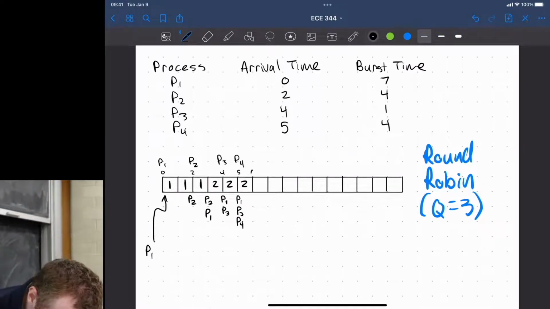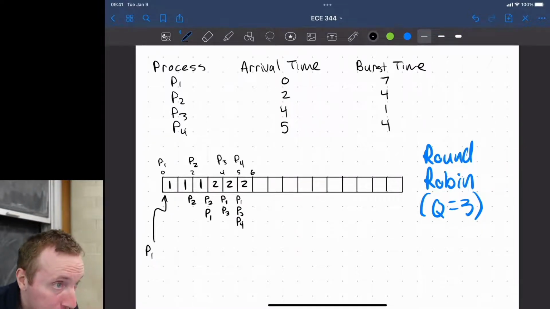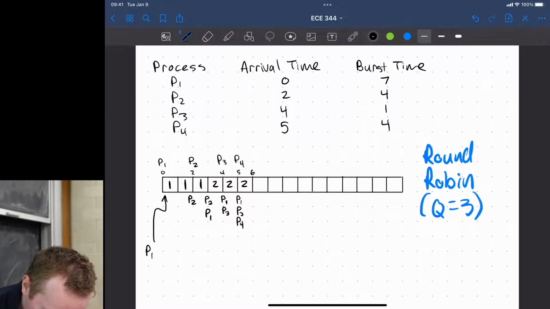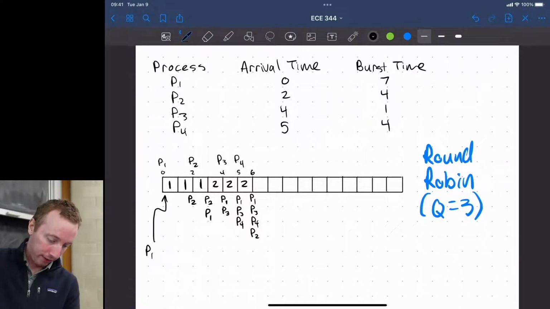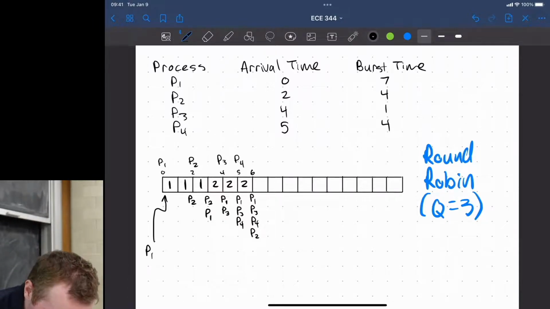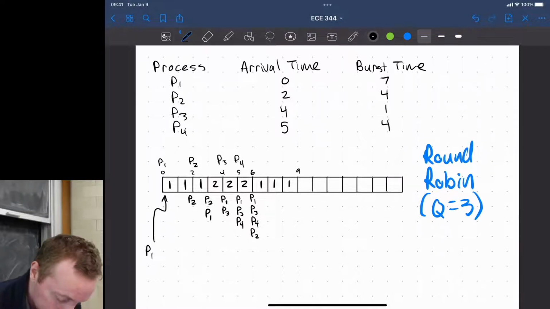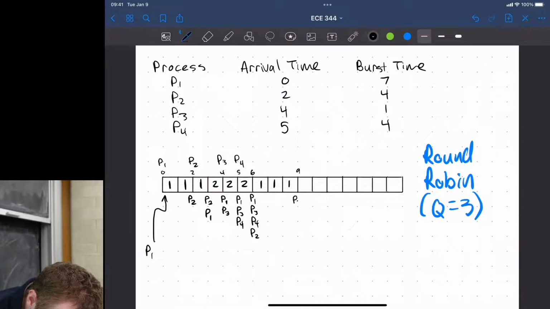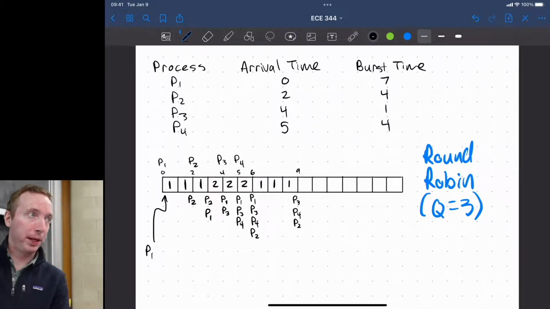And then at t equals 6, whenever process 2 is done its time slice, it would be added to the back of the queue. So our queue would look like P1, P3, P4, P2. So we pick whatever is at the front of the queue. So it's P1, which executes for another 3 time units, which brings us to t equals 9. So our queue at that point would be P3, P4, P2, and P1's still not done executing, so it would just add itself to the back of the queue.